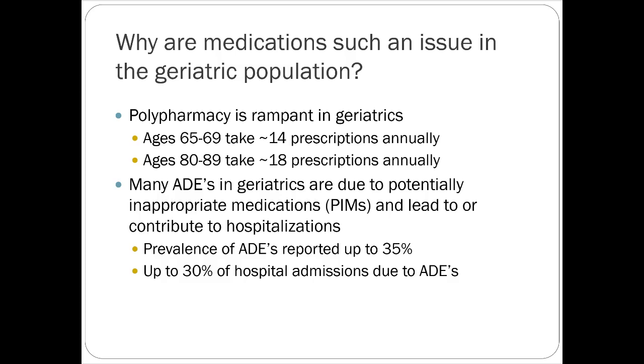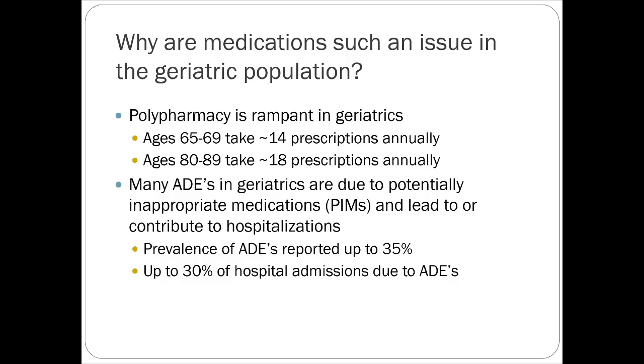All right. So why are medications such an issue? On average, a person between ages 65 and 69 takes 14 prescriptions a year, and 80 to 89 takes 18 prescriptions a year. Now again, are they all appropriate? That's a great question. That's a case by case. You can't make a generalized statement saying, oh, they should be on less medications, because maybe they actually need 14 prescriptions a year. You don't know until you actually dive into somebody's chart and really look at why they're taking certain medications.